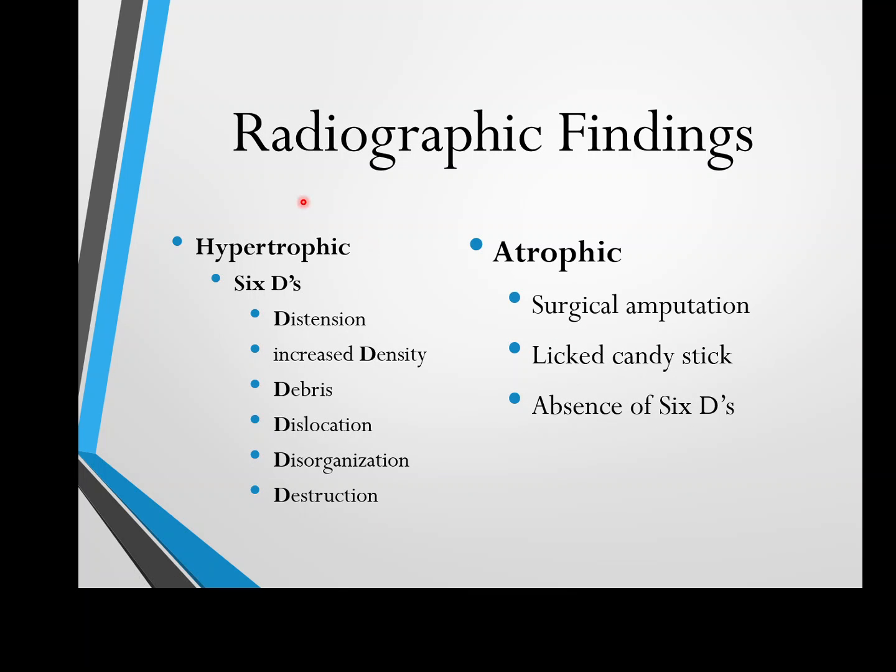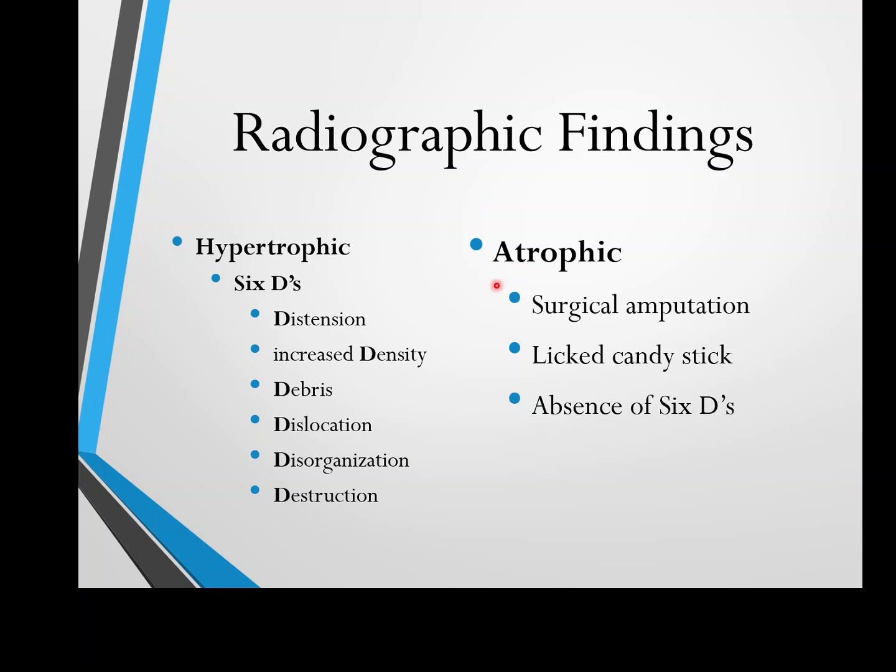Radiographically, they will appear as two different types. You'll have hypertrophic, which is associated with the 6Ds, which is things like distension. You'll have increased density. You'll have joint debris, dislocation, disorganization, and destruction of the joint itself.